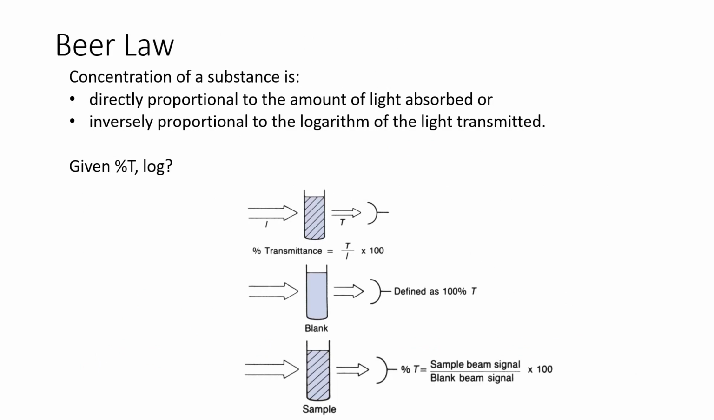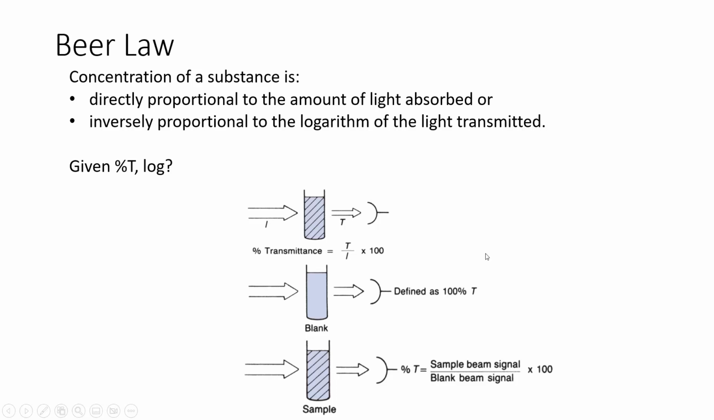Beer's law states that the concentration of a substance is directly proportional to the amount of light that's absorbed, or inversely proportional to the logarithm of the light transmitted. So we look at absorption versus transmission. So here we see the percent transmittance, so light goes through the substance, and then you have this percent that's transmitted. If we have a blank, it's defined as 100% transmittance.